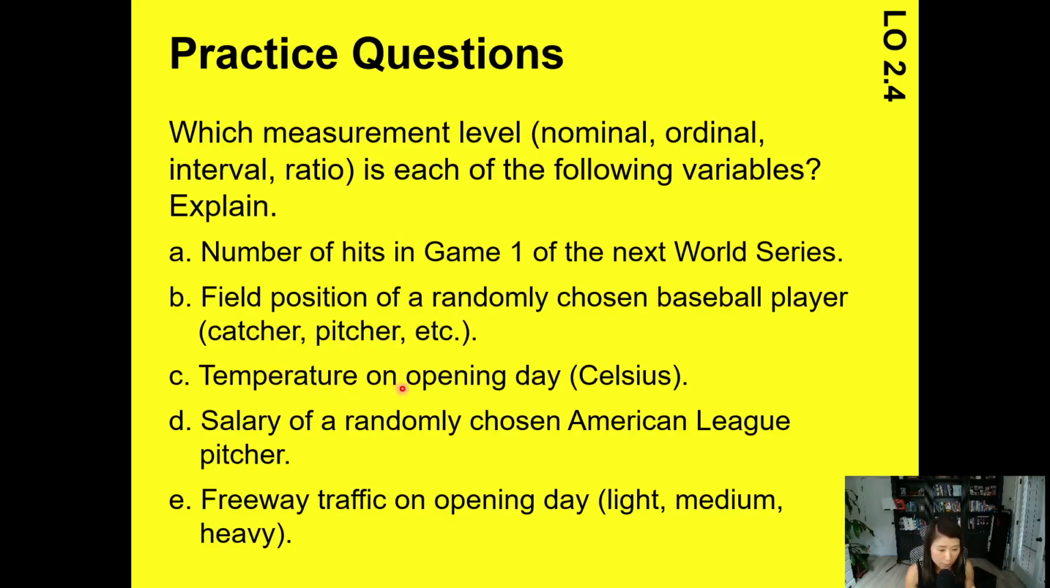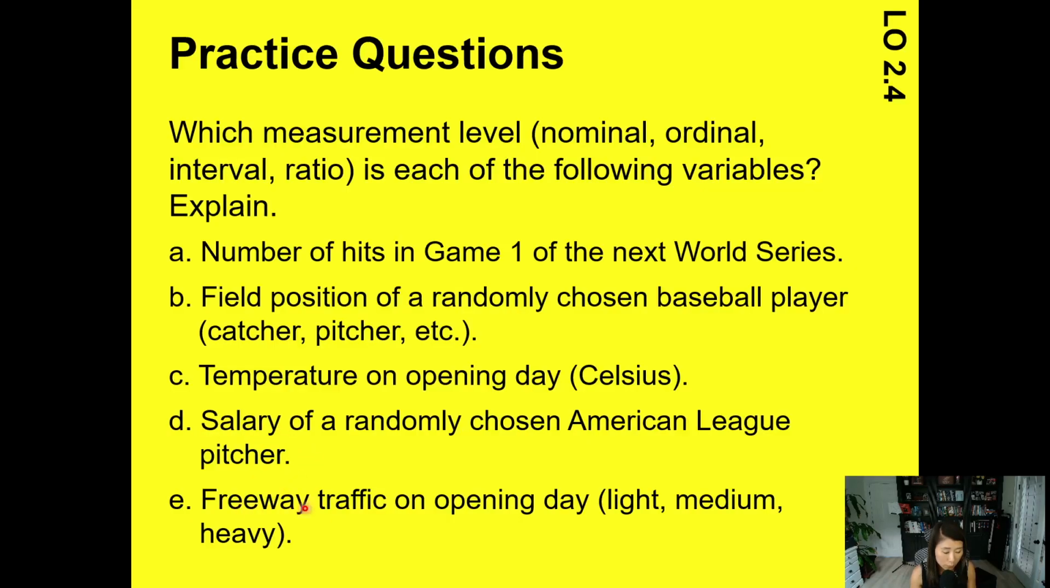Okay, temperature is interval. Next, salary of a randomly chosen American League pitcher. Although it's very unlikely for a pitcher to get a $0 salary, if a pitcher gets a $0 salary, it means they don't get any salary, right? As you think about salary, you automatically know it cannot be nominal or ordinal, because it's not just about the name of an attribute. The differences, the intervals between different salaries, have meaning. But the key here is, does salary include an absolute zero? We do have an absolute zero, because when the salary equals zero, we don't earn any salary, right? So D is the ratio scale of measurement.